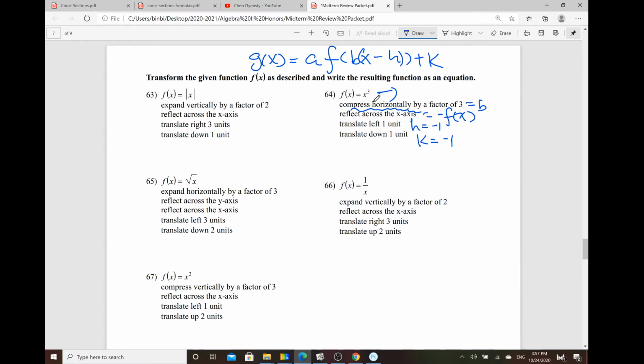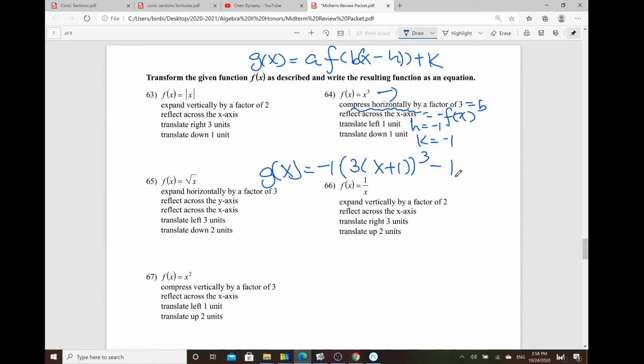So that means the function is going to be considered g of x, which equals a, which is what? Negative 1, times the function of what? x to the power of 3. So what would the scale factor be? 3 times the quantity of x plus 1, and then this whole quantity to the power of 3. And then the last thing, minus 1. So that'll be the final form. There's no need to simplify it.